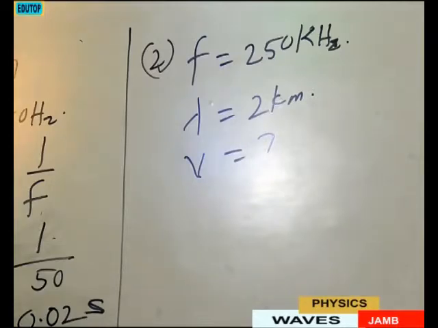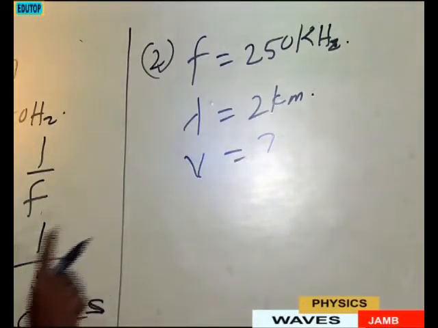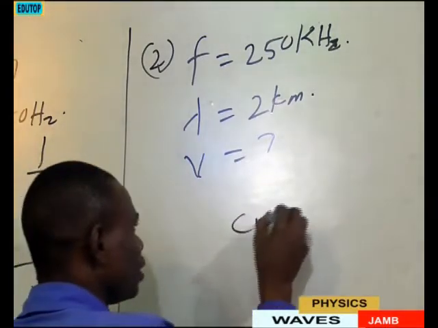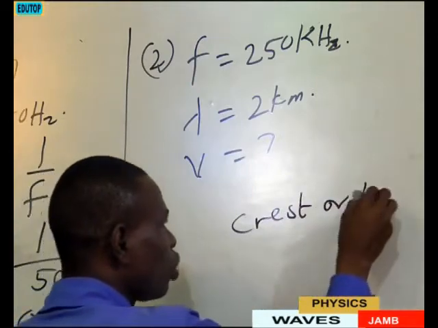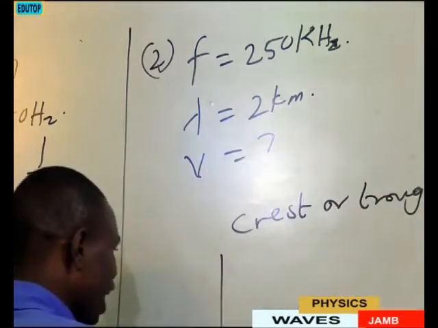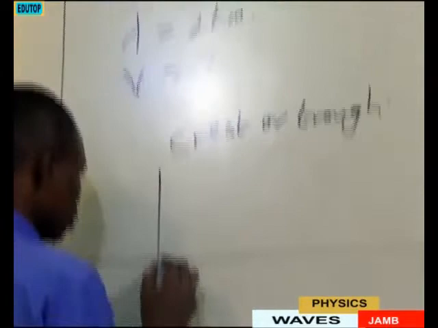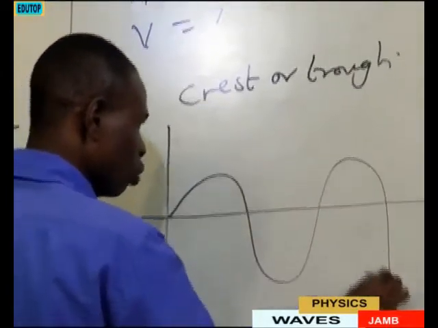How do we define a wavelength? Wavelength is the distance between two successive crests. Let us assume we have a wave. This is a wave.